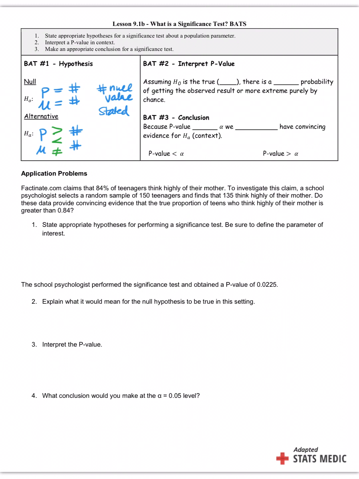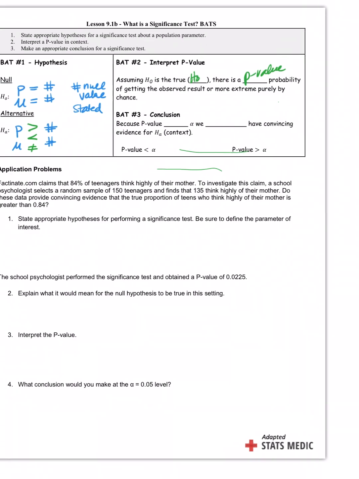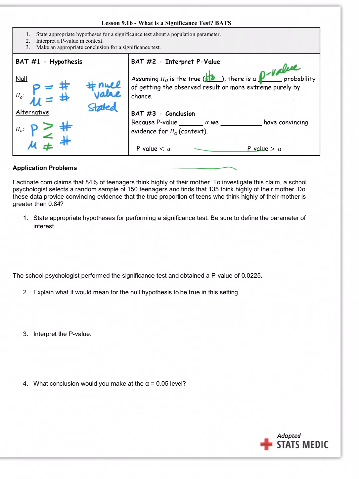Okay. And then over here on the right, we have the interpretation stuff we've done. Assuming the null is true, okay, H0, the null is true, there is a p-value, whatever the p-value is, probability of getting an observed result. When you say observed result, this is where you're going to use either p hat or x bar, or more extreme, so greater than or less than, purely by random chance.